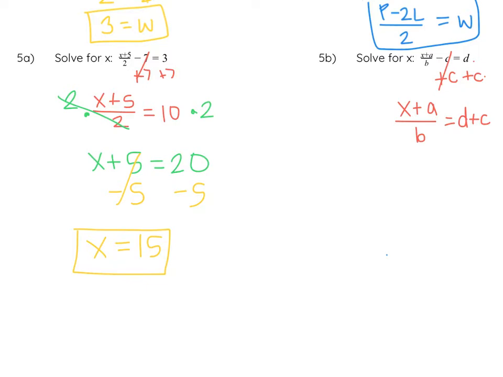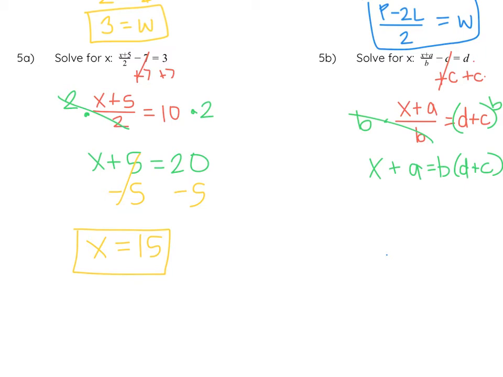Now the next thing I'm going to do is get rid of the b. This is all divided by b, so in order to undo division, I'm going to multiply both sides by b. But I got to make sure I'm multiplying this entire thing by b, so I got to use parentheses. So that cancels, and I'm left with x plus a equals b times (d plus c).